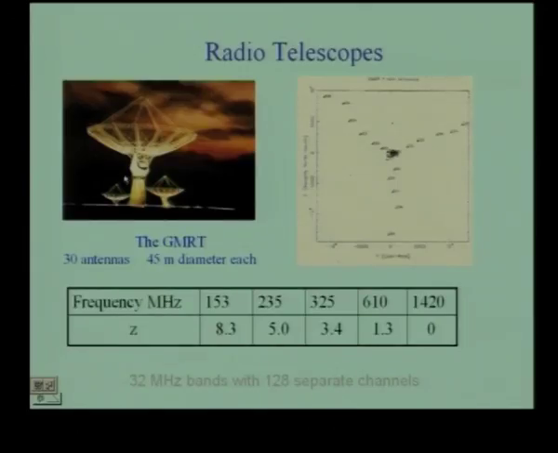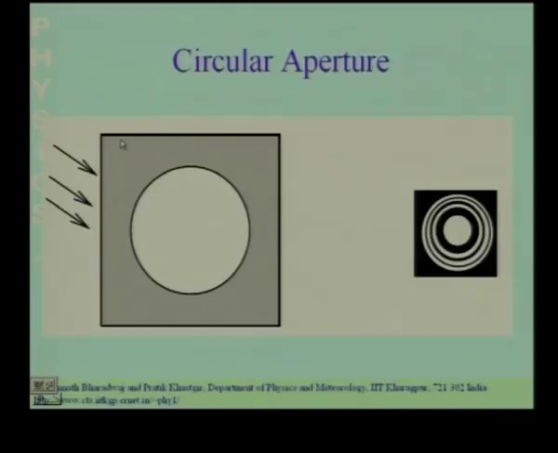This shows you the Giant Meterwave Radio Telescope. This has an aperture of diameter 45 meters. This works at radio wavelengths. Now, the point was that if you use such a telescope to image a star, which is a point source, a star being located far away is a point source.